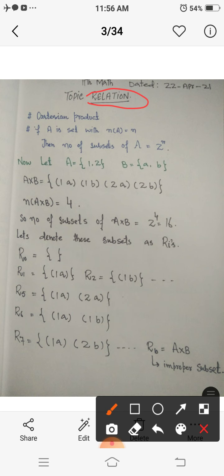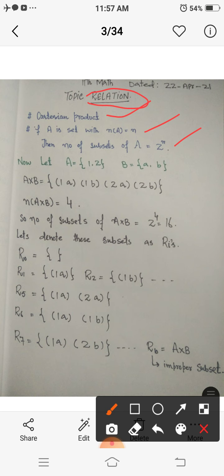Today we are going to discuss one of the most important topics of mathematics, or simply we can say pure mathematics, which is relation. In order to discuss relation we will use the previous concepts which we already discussed. The first one is called Cartesian product, and the second one is: if A is a set with n elements, meaning the cardinality of A is n, then the number of subsets of this finite set is 2 to the power n. So this means that it has 2 raised to the power n different subsets.